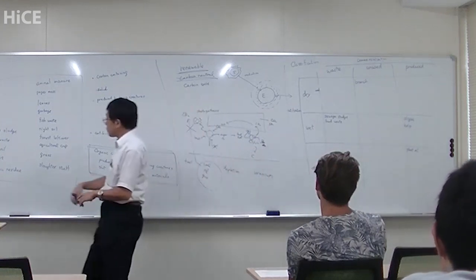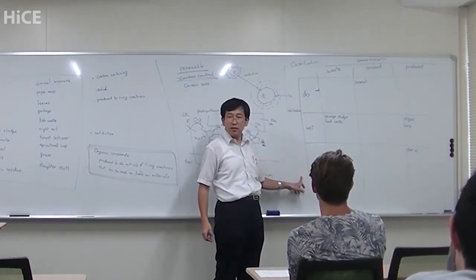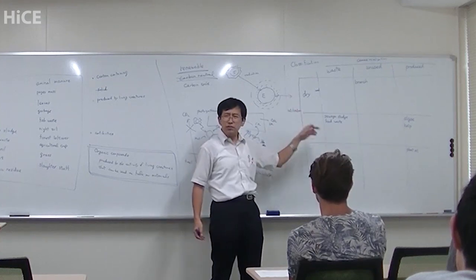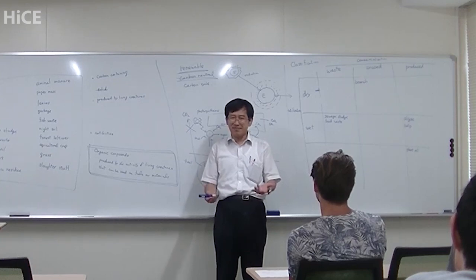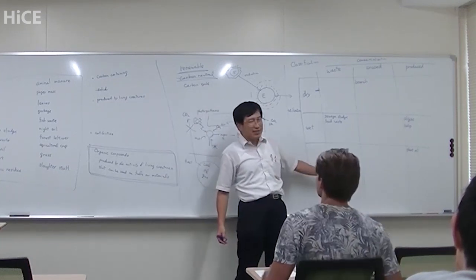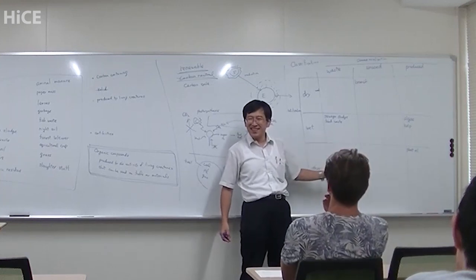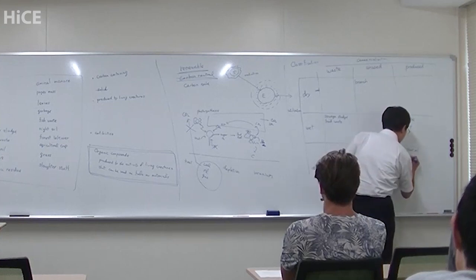Then what about grains? Is it dry, wet, other? Dry. You buy grains? No, it's other. Is grain waste unused or produced? Produced, very good. Grains.